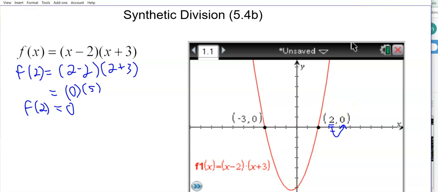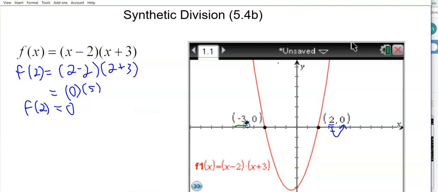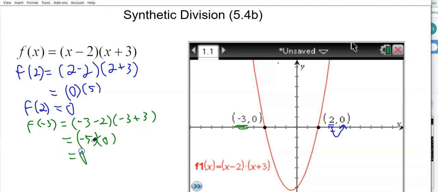It's interesting. So let's plug in, what do you think would happen if we plugged in -3? Let's do that. f of -3 equals -3 minus 2 times -3 plus 3, which is -5 times 0, which is 0. Interesting. So that ordered pair is called a 0 of the graph. You've seen that when we trace, right? That's also a 0 of the graph.